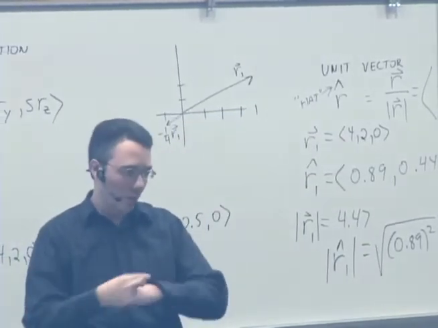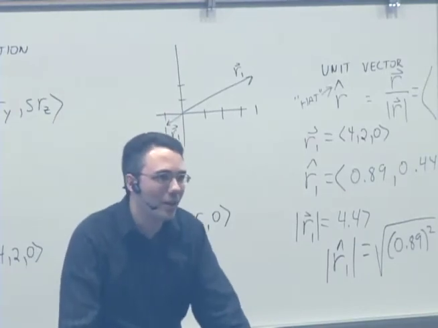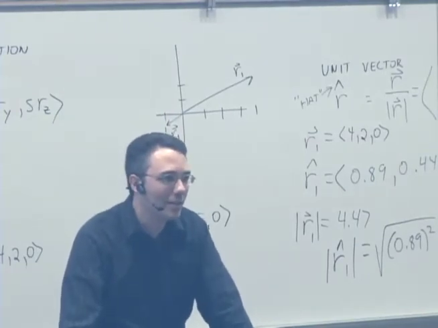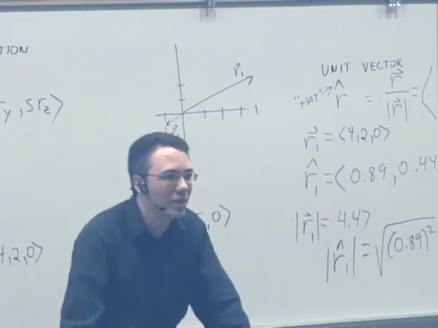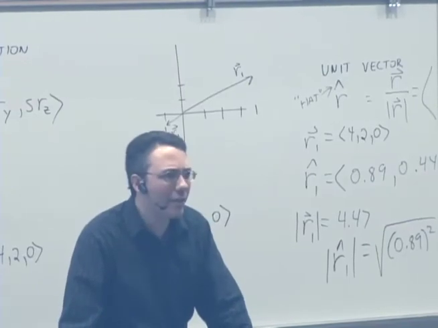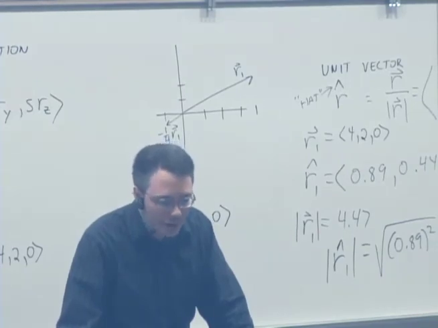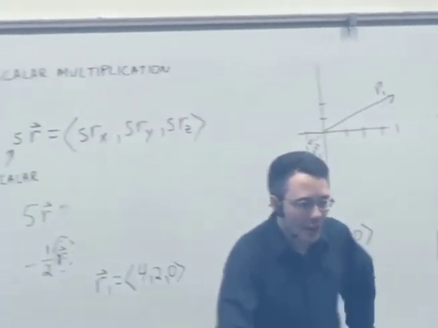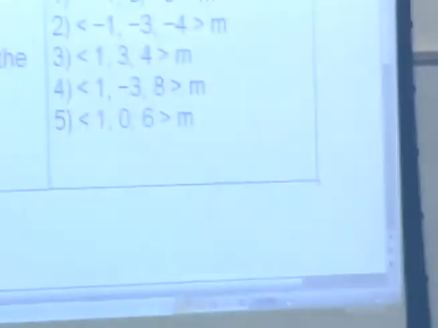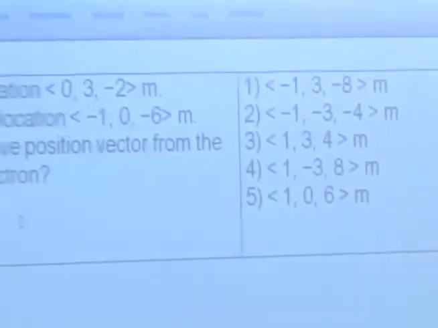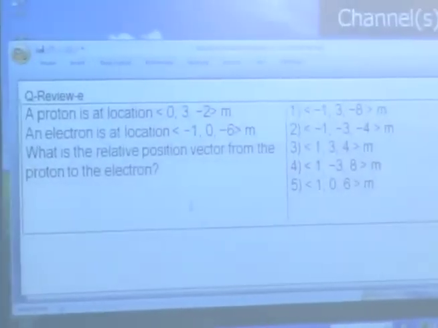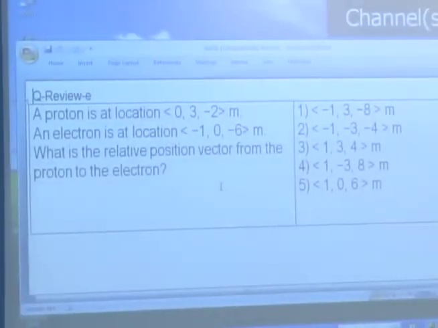Questions? So that was our sort of whirlwind, quickie review of vectors. Anything not familiar to people? Everybody's seen all this before? This all looks good? Anybody have the clickers today? Oh, several of you. Okay, well, let's try a couple questions. So let's try this question. You have a proton at 0, 3, negative 2 meters, an electron at location negative 1, 0, negative 6 meters. What's the relative position vector from the proton to the electron? From the proton to the electron. There are some choices for you. Let's see if we can try this out.